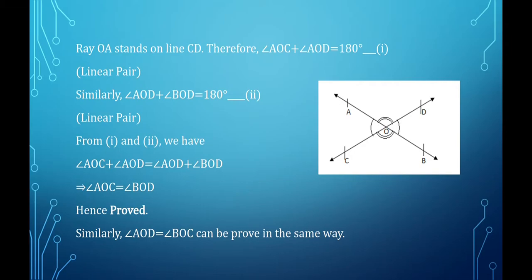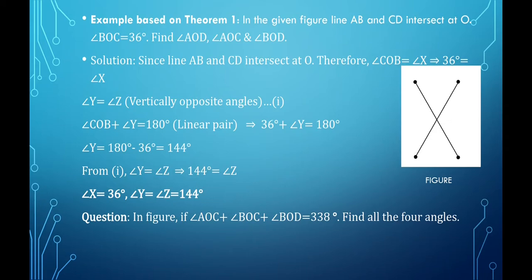By pausing the video, you can write down the proofs also. So here is an example based on theorem 1, that is, vertically opposite angles. In the given figure, AB and CD are two lines intersecting at O. Sorry, A, B, C, D are not written here, so you can consider any of them. Here angle BOC is 36 degrees. So it is a complete figure. You may face difficulty. Okay. BOC is 36, and AOD, AOC, BOD we have to find out. So it will be done by yourself. Whatever you have learnt, you will use. So the solution is not required here. You just try to solve it yourself.